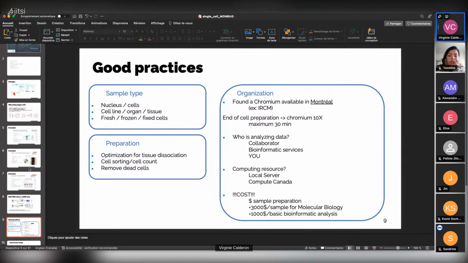So if you want to do it by yourself, you have to think about computing resources. The first step of the analysis requires computing power, so you can use a local server, or of course Compute Canada resources. And at the end, you need to think about the cost of all of this. It's around $3,000 per sample for all the molecular biology. And if you want to use bioinformatics services, the price starts around $1,000 per project.